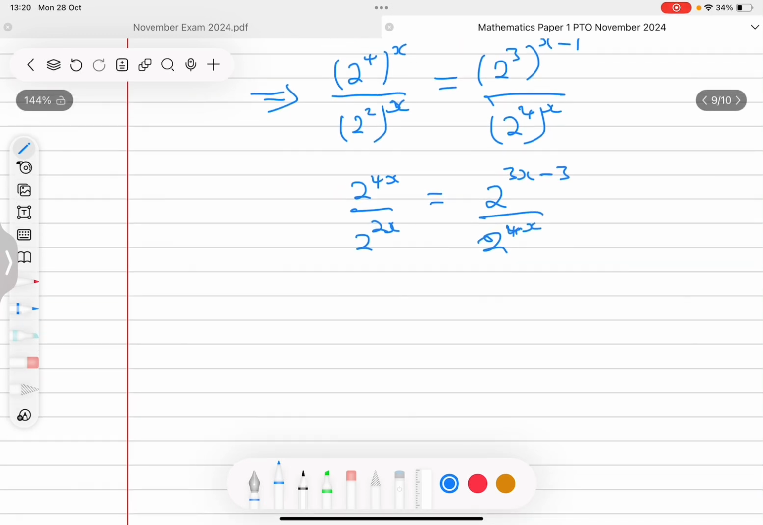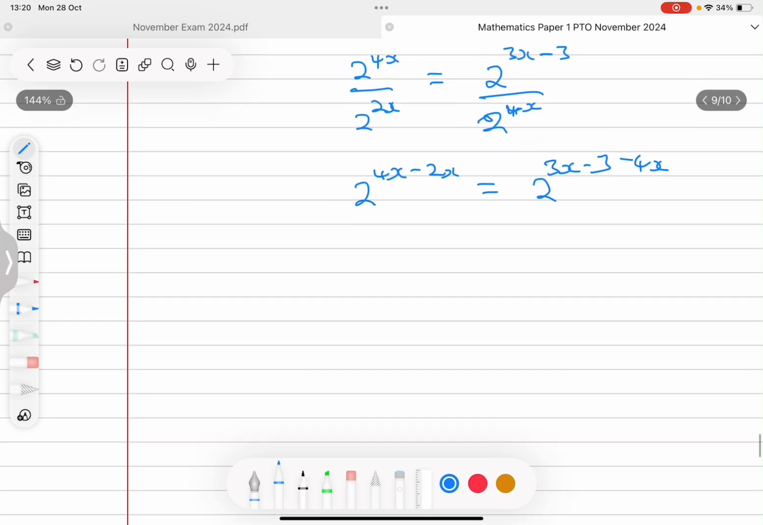Now at this stage, I can use my laws of exponents where I keep the base and I subtract the exponents. I'll keep the base 2 and say 4x minus 2x is equal to, I do the same here, 2 to the power 3x minus 3 minus 4x. Now this will give me 2 to the power 4x minus 2x, that's like having 2x, is equal to 2 to the power 3x minus 4x, that will give you minus x, and then we have the 3 as it is there.